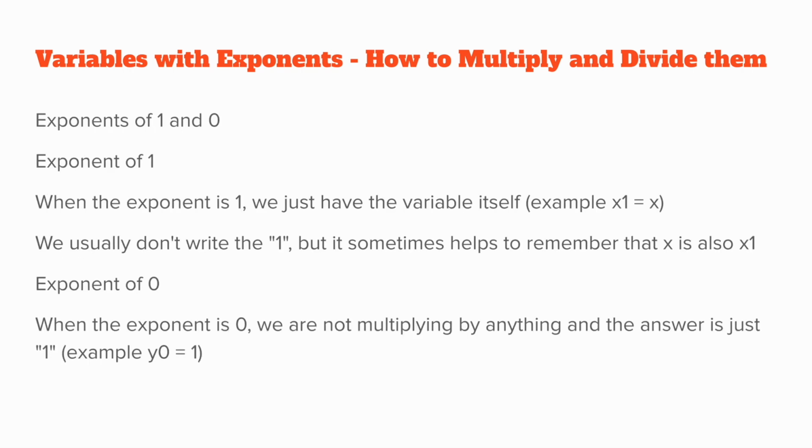So let's see what are the exponents of 1 and 0. When the exponent is 1, we just have the variable itself. We usually don't write the 1, but it sometimes helps to remember that x is also x to the power of 1. Then what about an exponent of 0? When the exponent is 0, we're not multiplying by anything and the answer is just 1. For example, y to the power of 0 is 1.